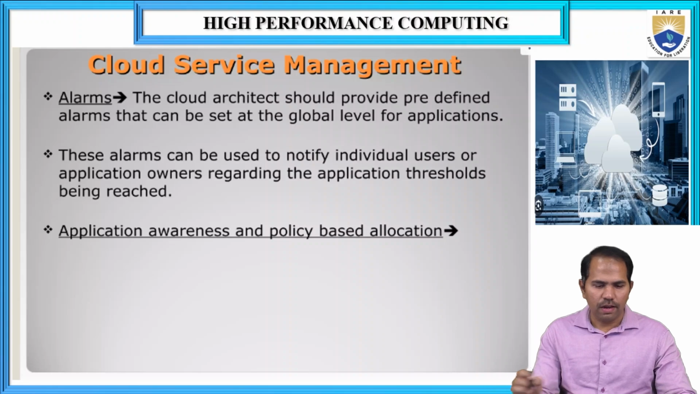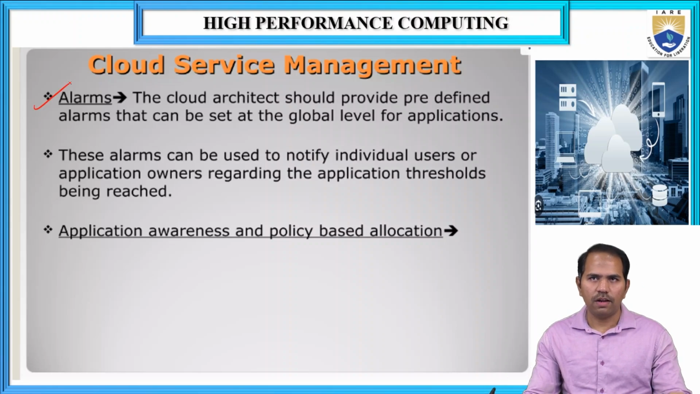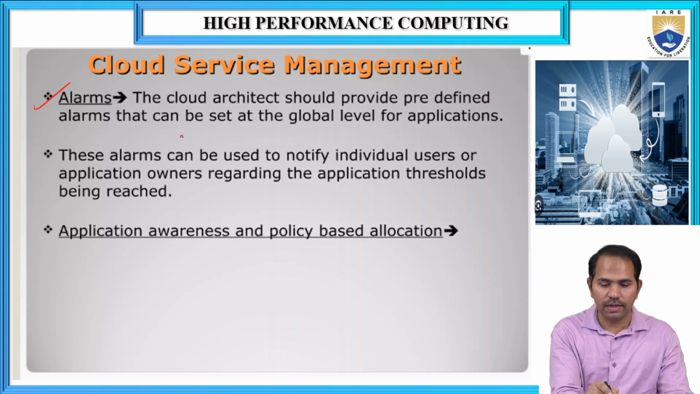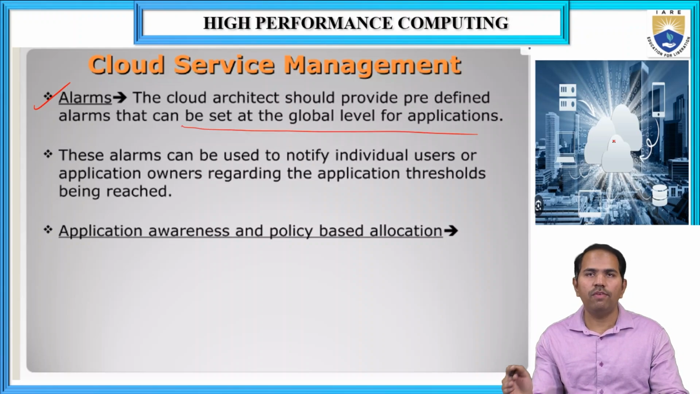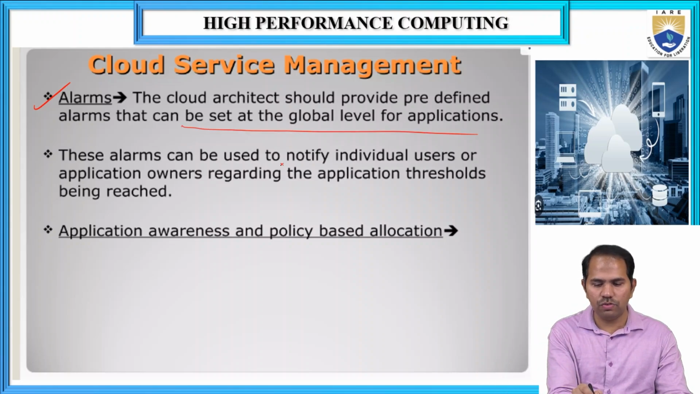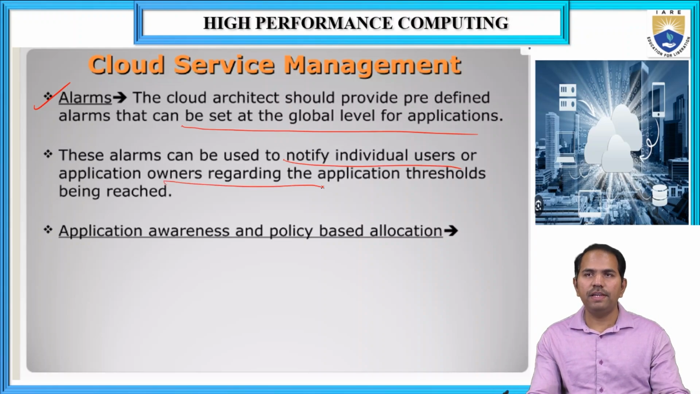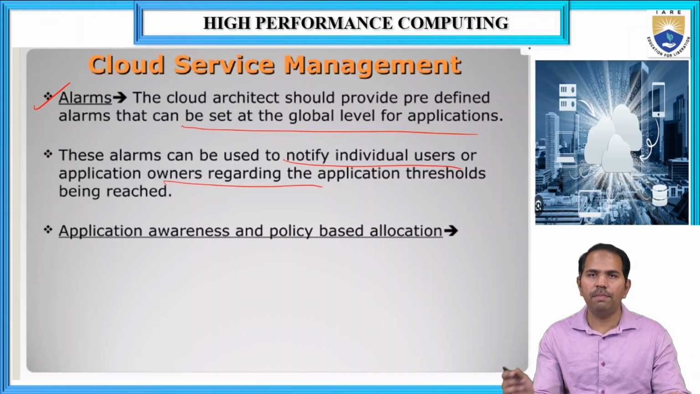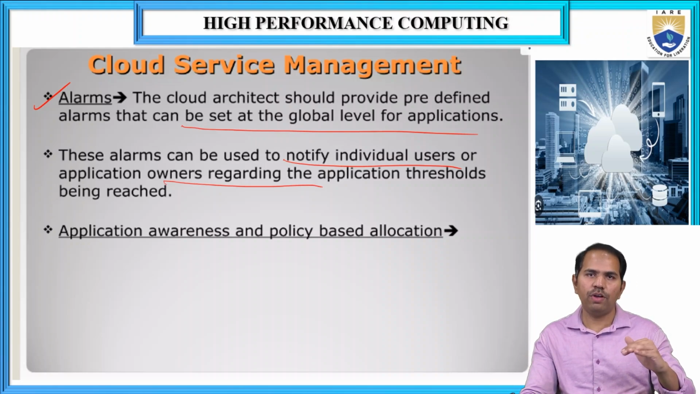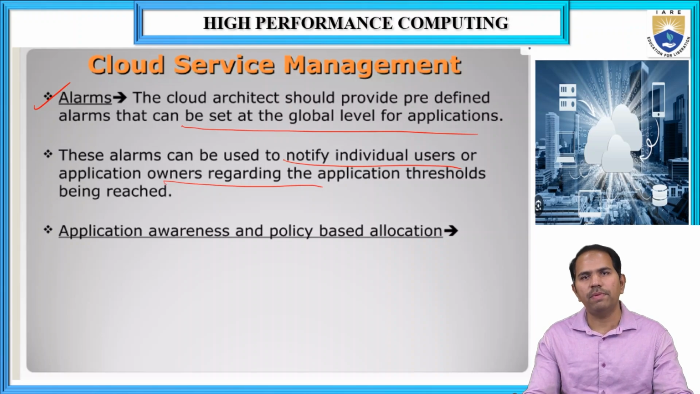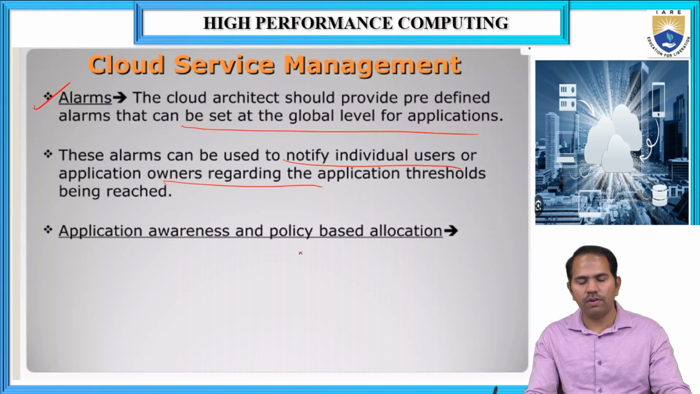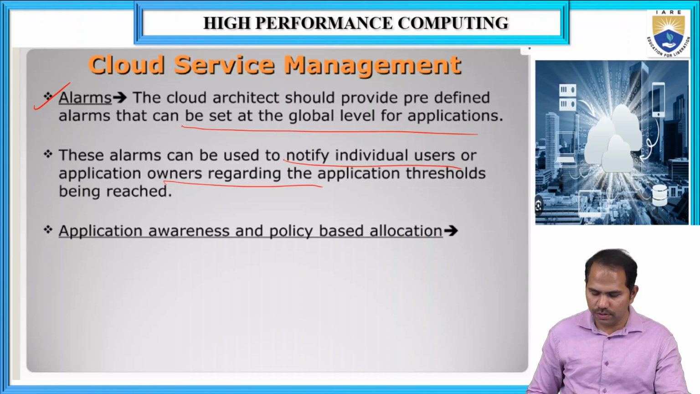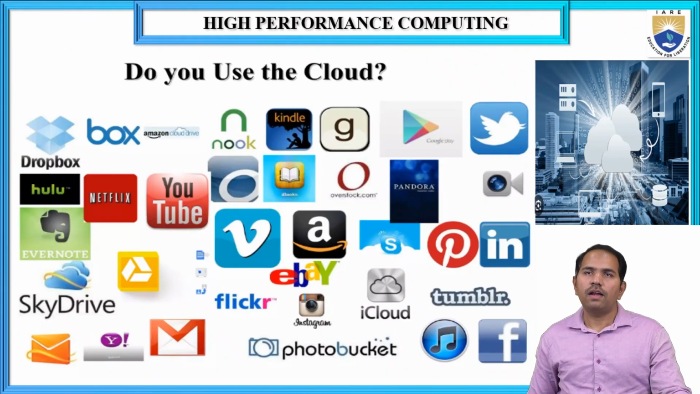And cloud service management alarms: it is required to set alarms. The cloud architecture should provide predefined alarms that can be set at a global level for applications. These alarms can be used to notify individual users or application owners when application thresholds are reached. Like, they may be accessing for 10 hours, or more than that. A threshold point has to be set, and whenever we reach the threshold point, the alarm will immediately remind us. Now, application awareness and policy-based allocations. So these are all the points discussed under cloud service management.